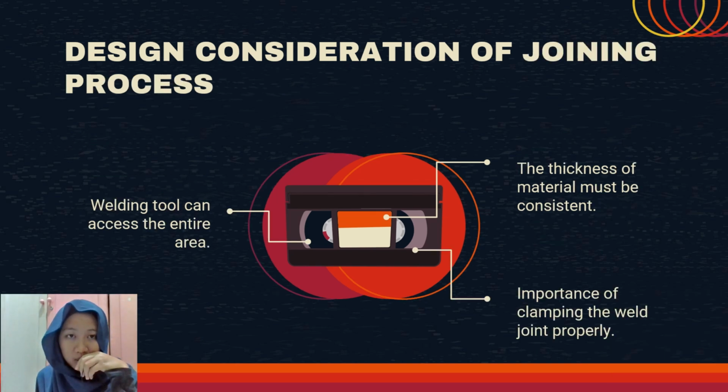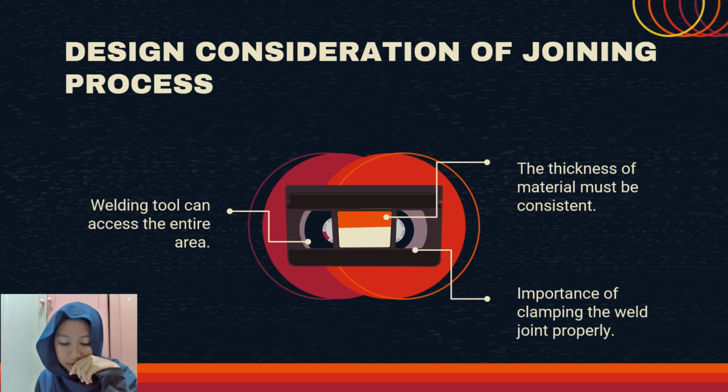The second one is design consideration of joining process. The first point is that the welding tool can access the entire area. That means the part should be designed so that the welding tooling can access the entire area above the weld joint. And the second one is that the thickness of material must be consistent. The thickness of material should be uniform.